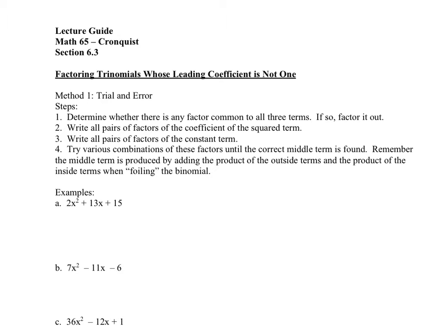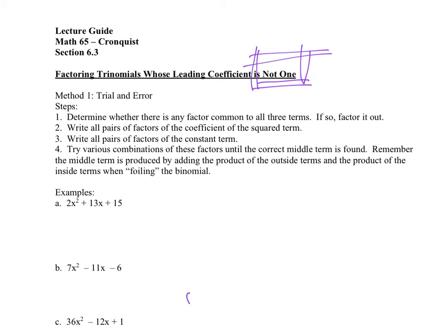All right, we're doing section 6.3 for Math 65. This is factoring trinomials whose leading coefficient is not 1. This is a much more difficult process.